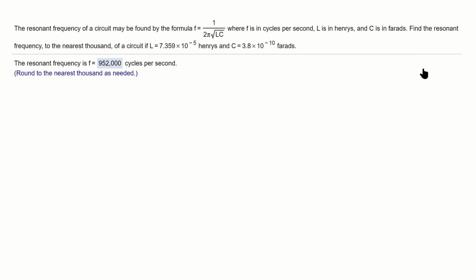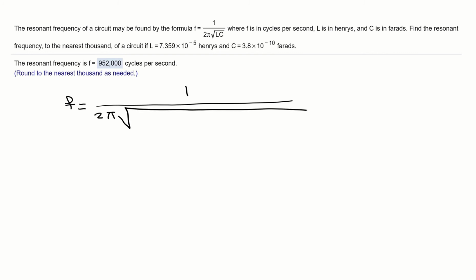So we're just going to go ahead and substitute the values. So we're trying to find F. So we're going to need a really long fraction line here because we have to type in all of that. So we have 2 pi times the square root of, now we're going to type in L, which is, we'll go ahead and enclose it in parentheses, 7.359 times 10 to the negative 5. And then we'll open a new set of parentheses for C, which is 3.8 times 10 to the negative 10.